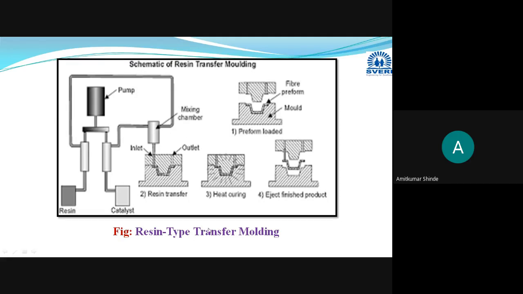Okay, here automation is done in the different stages. Loading of the preform, here automation is used. Then the resin, injecting the resin along with the catalyst, here also automation is used. Then in heating the mold, automation is used, and ejecting the final component after opening the mold, here also automation can be used. In this way this resin transfer molding process is done. In today's session, we have completed this transfer molding part.